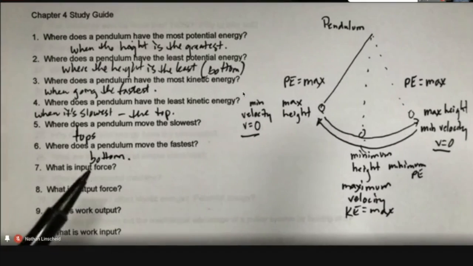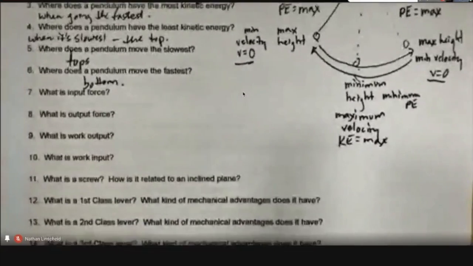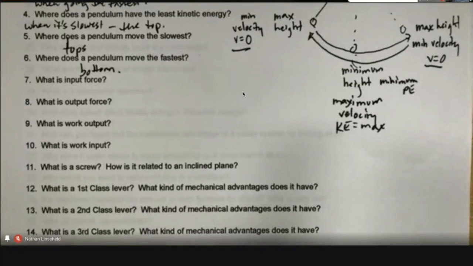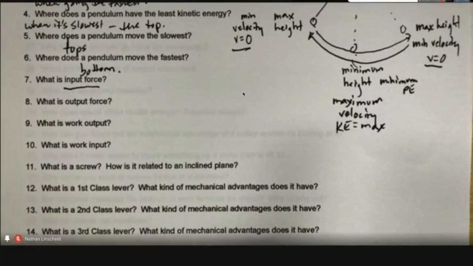All right, so that covers the pendulum. So we're going to move on from the pendulum, and now we're going to get into some other definitions. Number 7, what is the input force? All right, so now we're asking questions about machines. And remember, a simple machine is a device where you can change the force or direction of the movement of an object with just one motion.